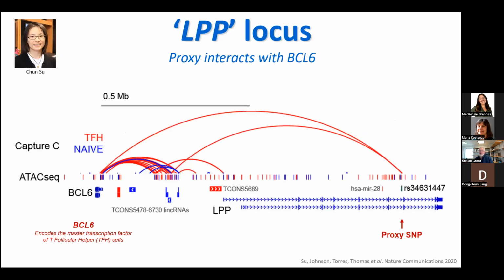By applying this approach, Chun Su again analyzed this data. One of the key loci for lupus, one of the top loci, is at the LPP gene. There was a lot of excitement because LPP on the face of it looked pretty novel. But when we looked at the proxy SNP in LD with the GWAS SNP, we saw that in fact there was interaction between an open SNP in the LPP gene and an open promoter of BCL6, really on the other side of the TAD.